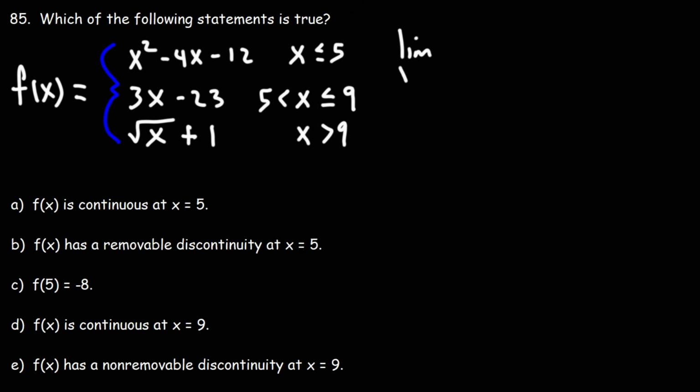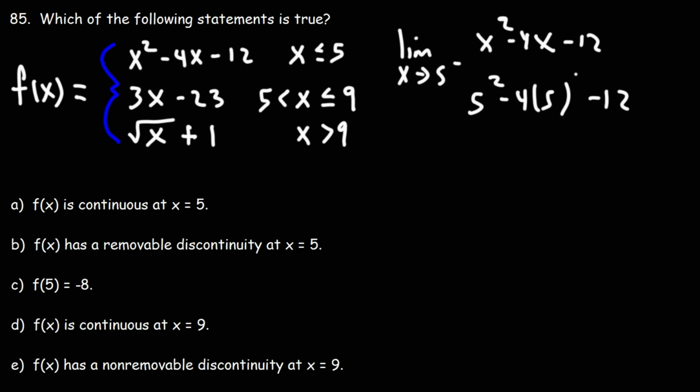Well, if we take the limit as x approaches 5 from the left side, we need to use this part of the piecewise function. That's when x is less than 5. We'll get 5 squared minus 4 times 5 minus 12. 5 squared is 25, 4 times 5 is 20. 25 minus 20 is 5, 5 minus 12 is 7. So as x approaches 5 from the left, we get a value of 7.